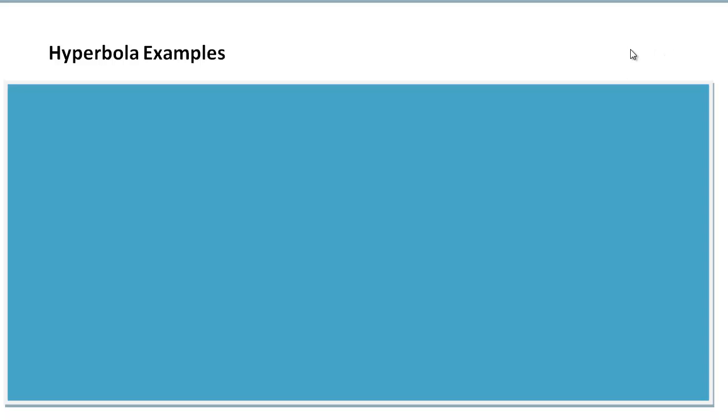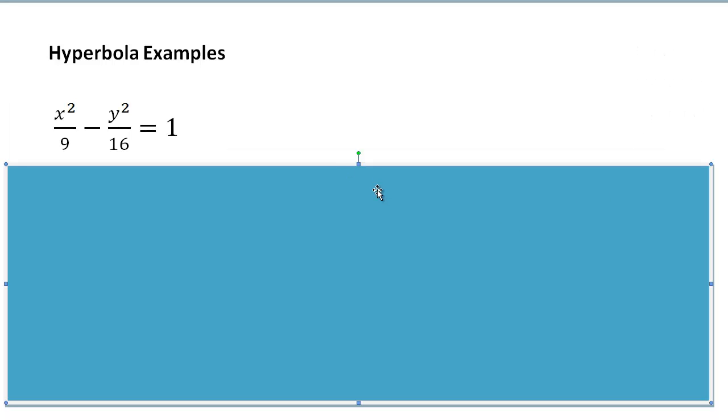So let's look at an example. Let's take the equation x squared over 9 minus y squared over 16 equals 1. And by the way, another way to remember whether it's left and right opening or up and down opening is to look at which term's positive. If the x term's positive, it's left and right opening. If the y term's positive, it's up and down opening for the reasons that we just talked about: what happens underneath the radical when you solve for y.